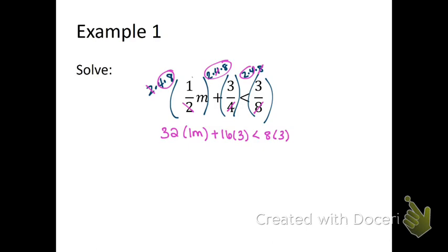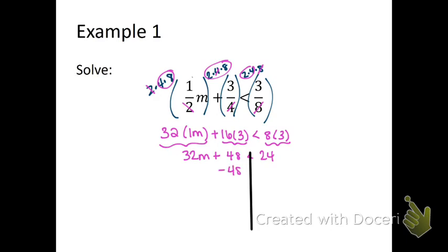So I'm going to multiply right there. There's no plus or minus sign inside the parentheses, so we're not distributing. We're just straight multiplying. So 32 times 1m is 32m, plus 16 times 3 is 48. My inequality doesn't change. And then 8 times 3 is 24. So we go here.